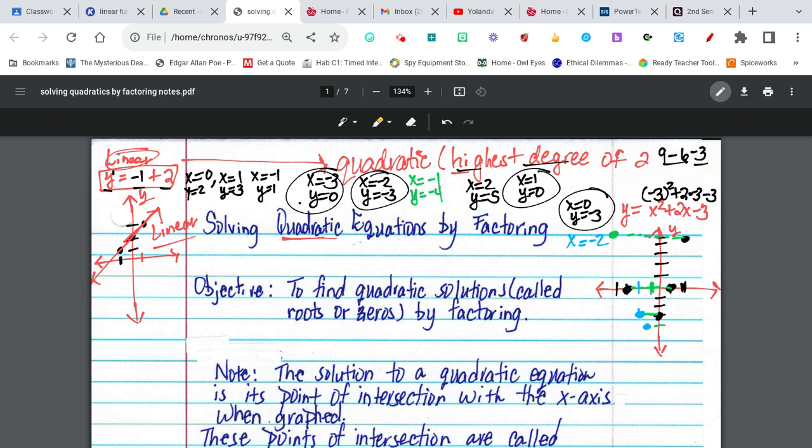Well, x of negative 4. So we'll end up with negative 4 squared, which is 16, plus 2 times negative 4, which is negative 8, minus that 3. Well, that ends up being 8 minus 3, which is 5. And there it is. Negative 4, 5. So I'm going to connect these dots and see what it looks like.